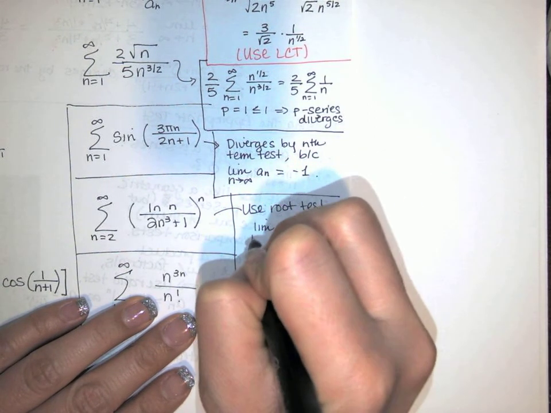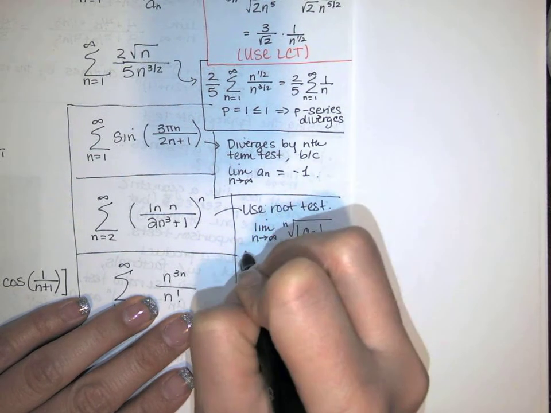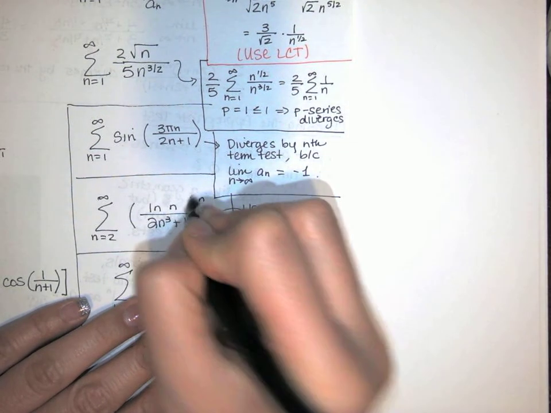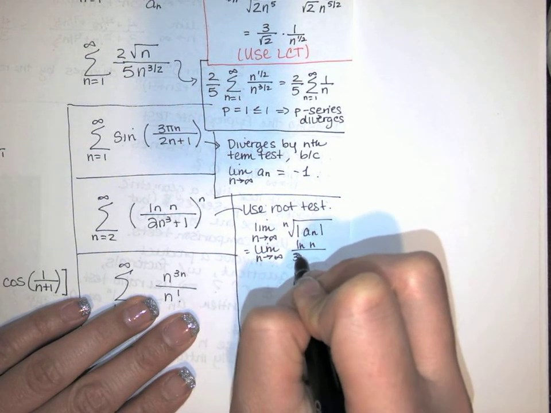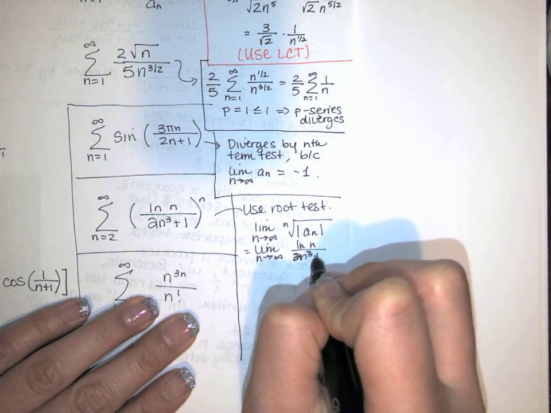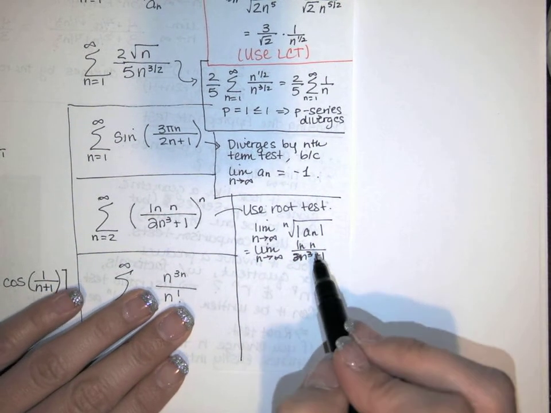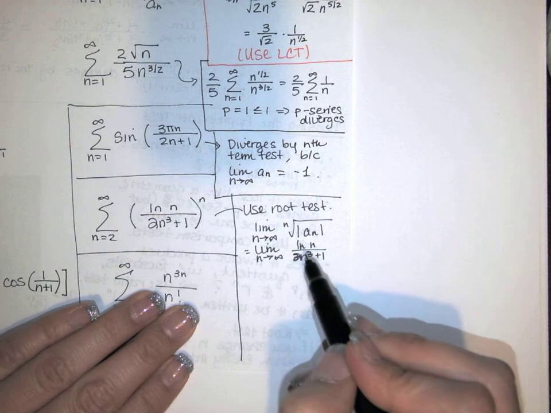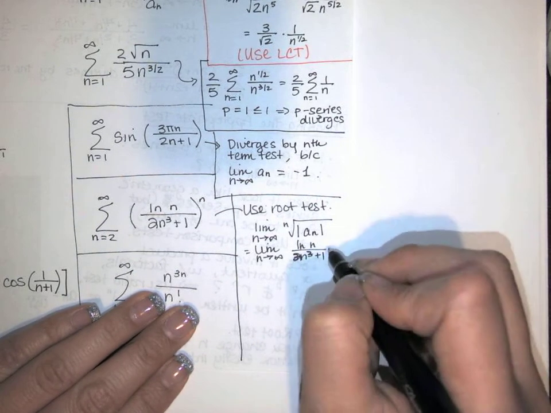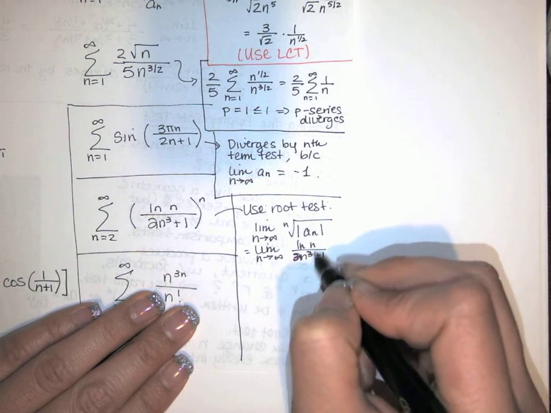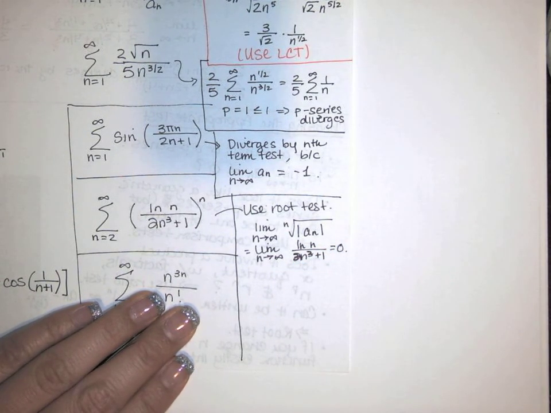You're going to take the limit as n goes to infinity of the nth root of the absolute value of a sub n, and that's just going to get rid of that nth power, and we get something that looks like this. That's an infinity over infinity indeterminate form, but natural log of n grows very slowly. It grows much more slowly than this 2n cubed. So this is going to be 0 after switching from n to x and using L'Hopital's rule. We can show that that limit is 0.